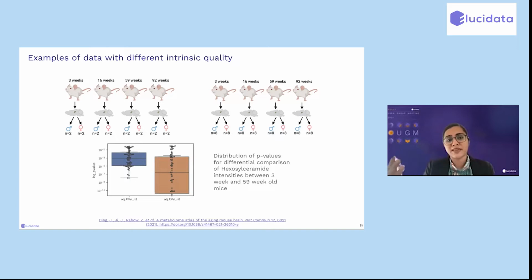So if both these experiments are done, with all the metadata recorded the same way and all the measurements made exactly the same way, even then there will be a difference in the quality of data that's generated, as you can see on the plot here, which is showing the distribution of p-values if we do a differential expression of a particular lipid between 2 experimental groups. And if you have more samples in your experiment, of course you have more statistical power to differentiate and really isolate the biological effect.